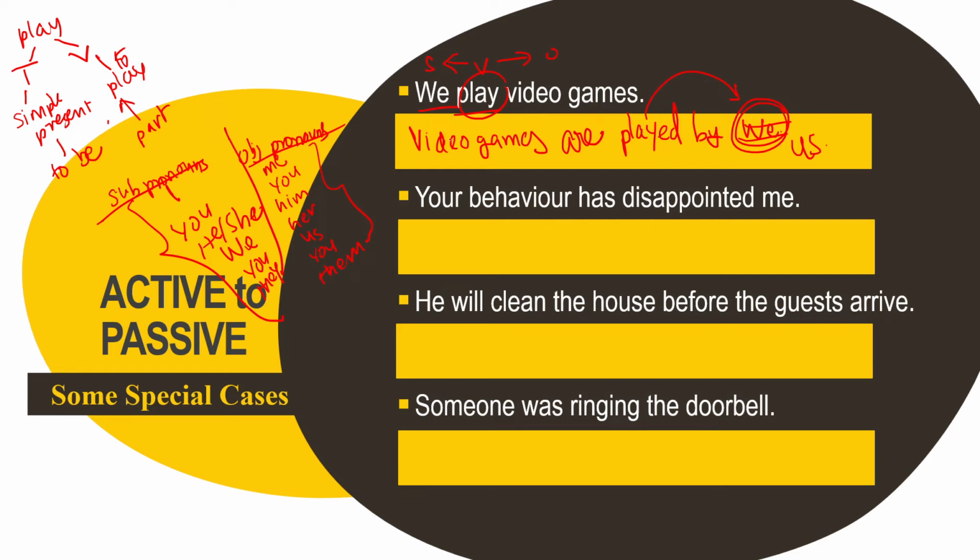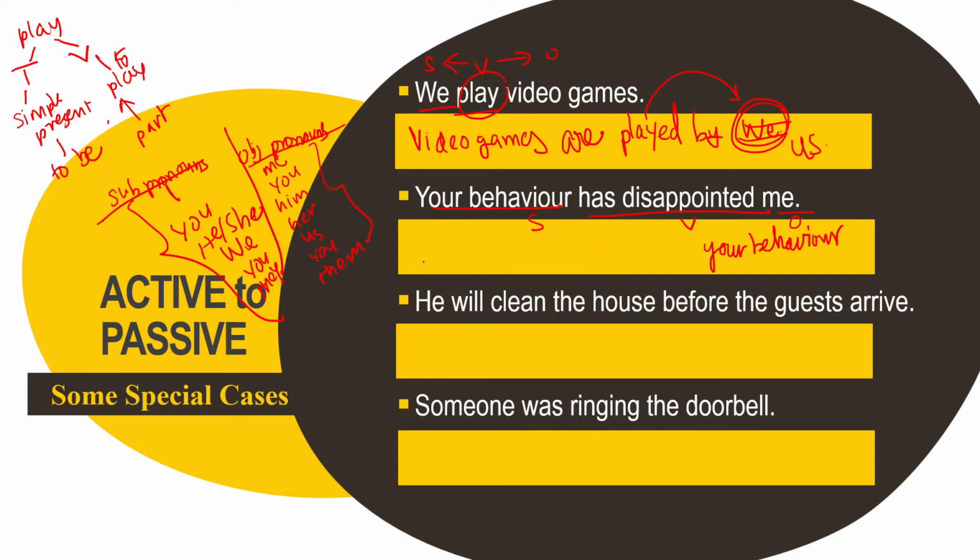So the first special case is when the subject is a subject pronoun. Okay, you need to change its form when you make it into the passive voice. The second is a similar special case. Your behavior has disappointed me. Has disappointed is the verb. What has disappointed? Behavior. Subject. Who is disappointed by the behavior? Me. Okay, so that is the object. Now when you interchange, put the subject last, your behavior, and put the object to the front, me.